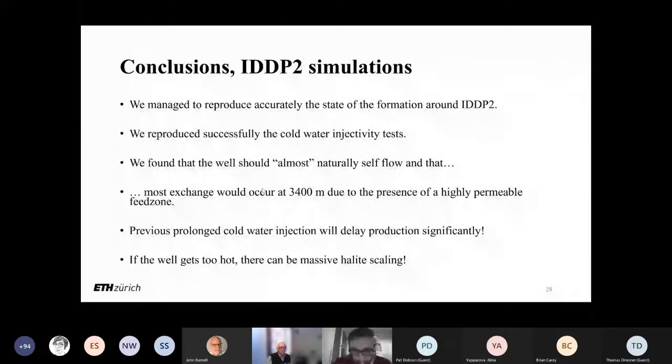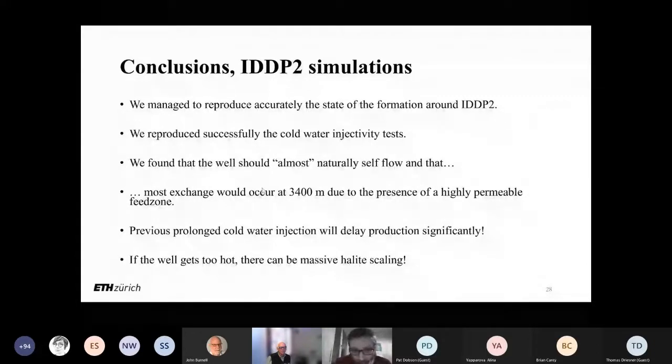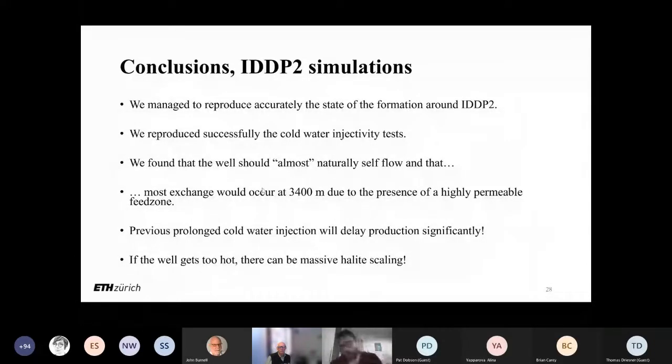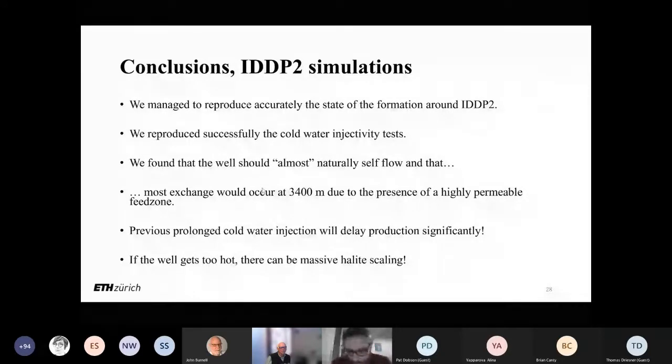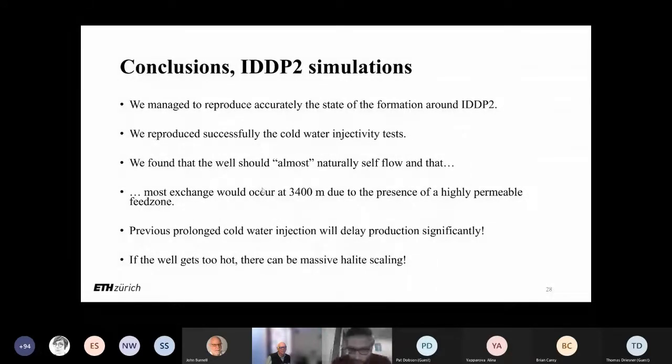And again, another very important finding, I think, is that if the well gets too hot, there could be, in a saline formation, massive halite scaling. Again, it's very specific to this, and that could be very problematic, and it needs to be addressed, in how we design the well, taking that into account.